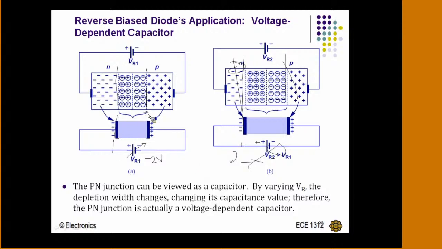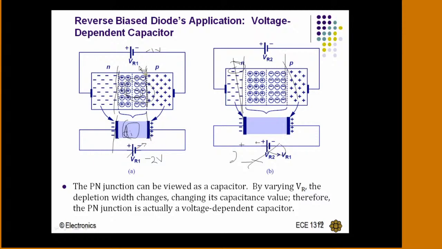Now what is a capacitor? It is a parallel plate capacitor, if you take two plates by keeping a dielectric material in between them. Now what is happening for VR1? For example, my reverse voltage is minus 1 volt. This is the width of the depletion region. There are no charge carriers in this region. Only immobile ions are there. Now it is acting as a dielectric material. Now this is acting as a parallel plate capacitor.